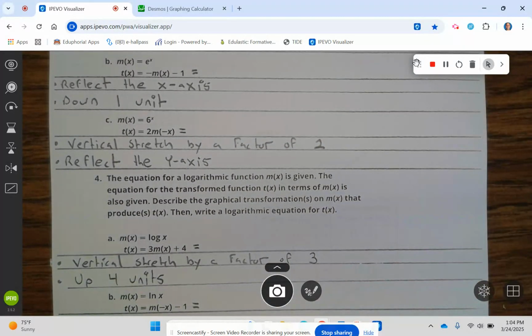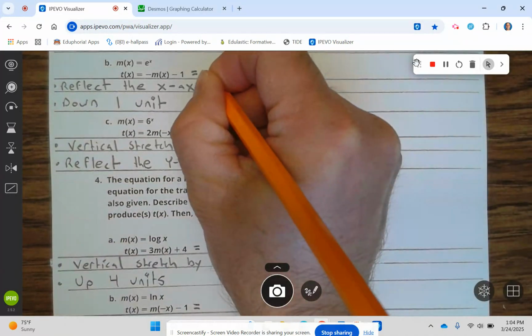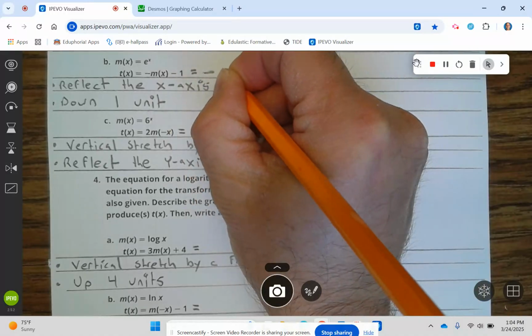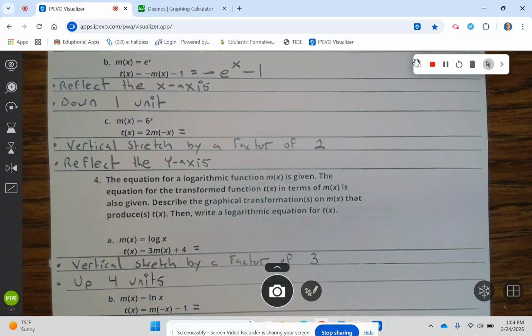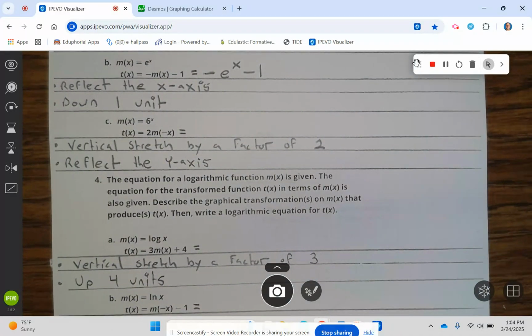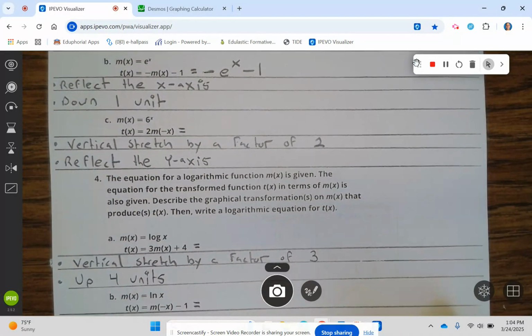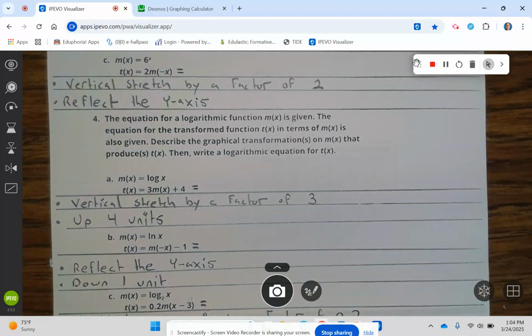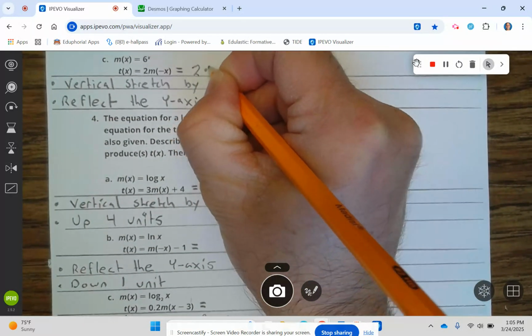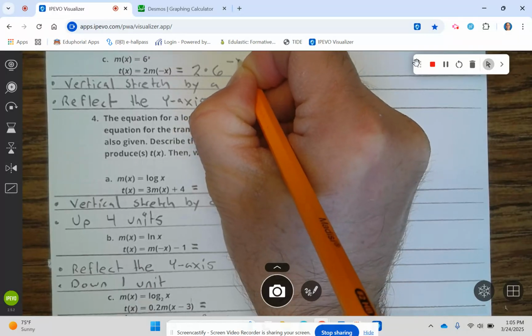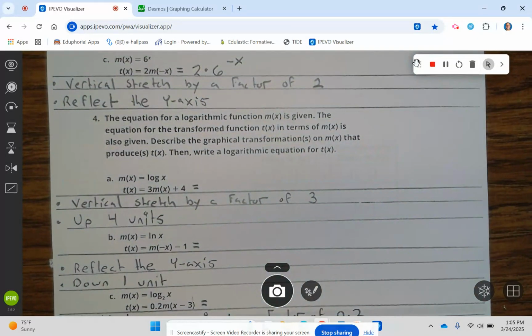B. M of x equals e to the x. T of x equals negative m of x minus 1, which equals negative e to the x minus 1, which reflects the x-axis and is down 1 unit. C. M of x equals 6 to the x. T of x equals 2 times m of negative x, which equals 2 times 6 to the negative x. And it's a vertical stretch by a factor of 2, and it reflects the y-axis.